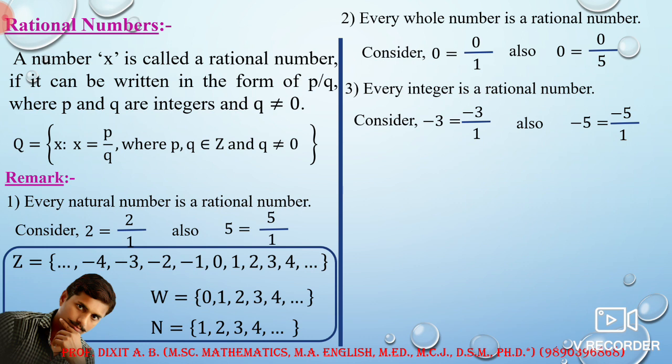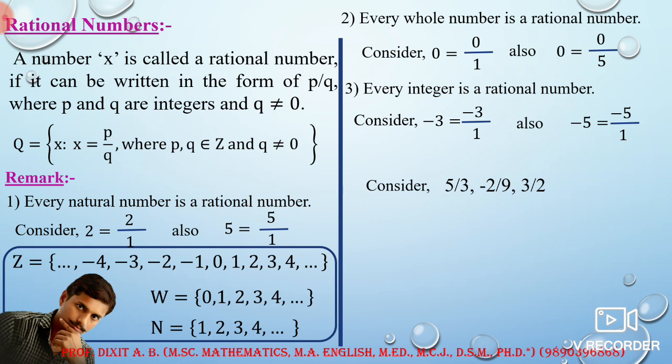Now we'll see the reverse part of it. For that we'll consider some numbers: 5 upon 3, -2 upon 9, 3 upon 2. Can I say these are rational numbers? Are they in the form of p upon q? Yes, all three numbers are in the form of p upon q, p and q belong to Z and q is not equal to 0. So definitely I can say that all these three numbers are rational numbers.